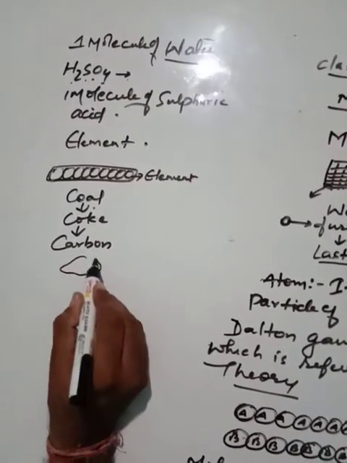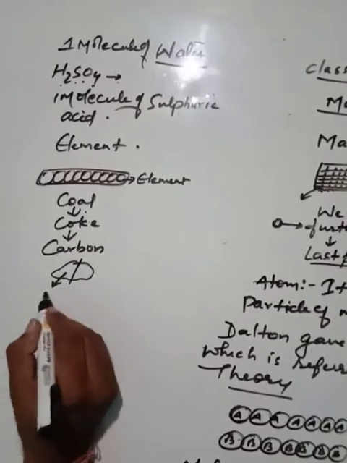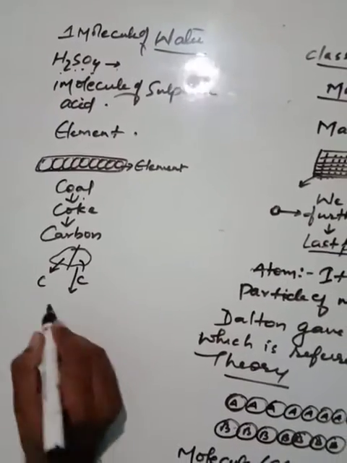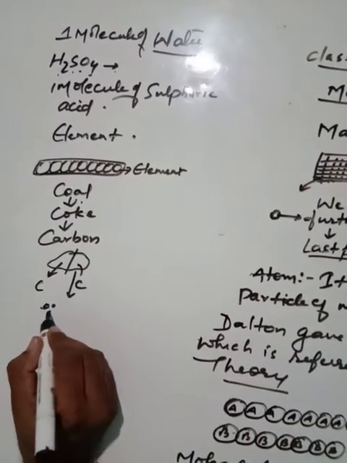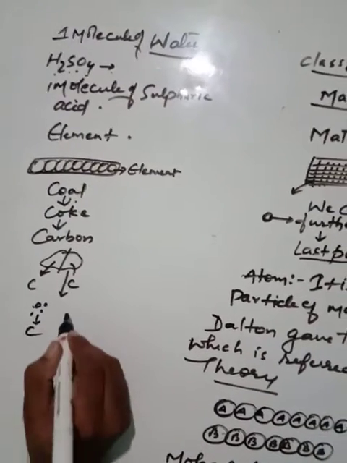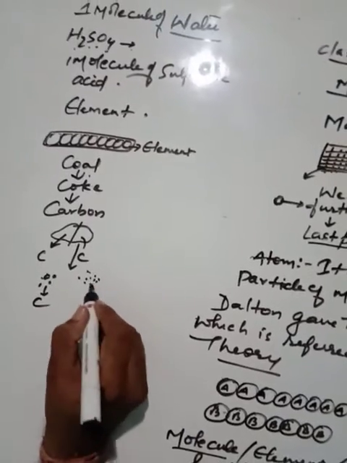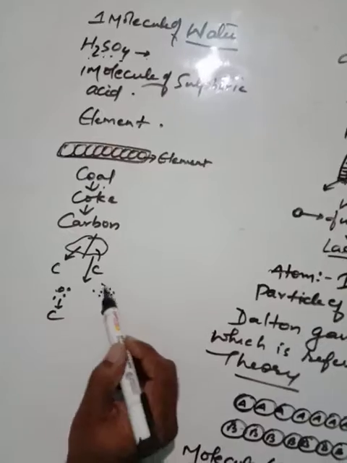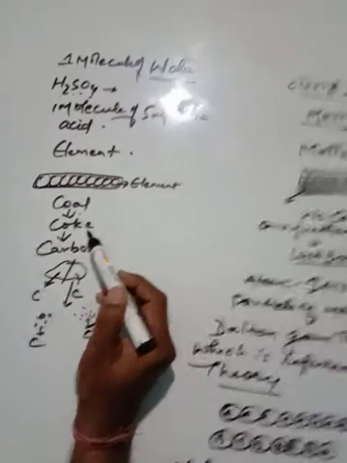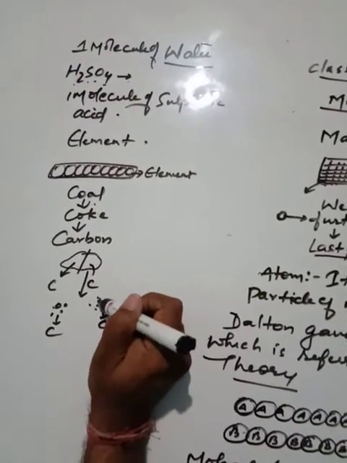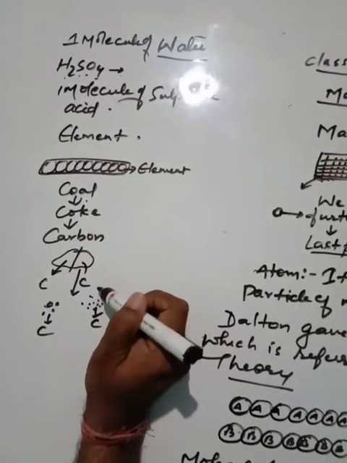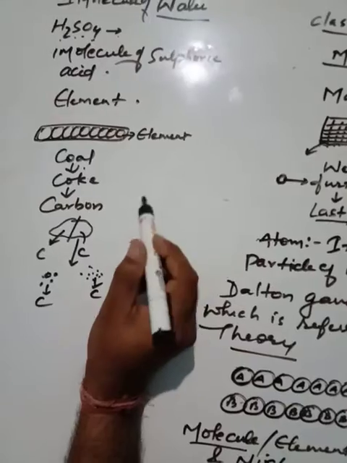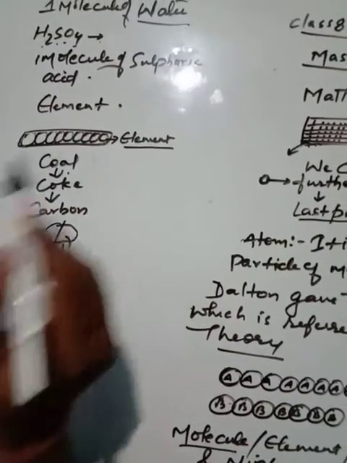Now we take a lump of it and just break it. This is also carbon, this is also carbon. We further break it, it will become smaller pieces. Again we name it as carbon. Even in the form of powder, it will be carbon. Then we are able to say this coal or coke is made up of single types of atoms. And if a substance is made up entirely of single types of atoms, then it will be regarded as element.